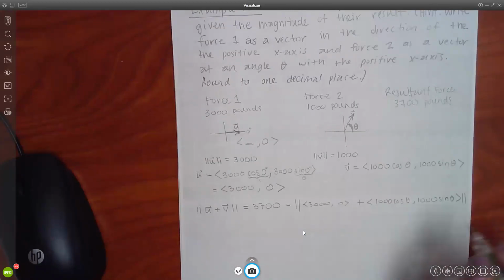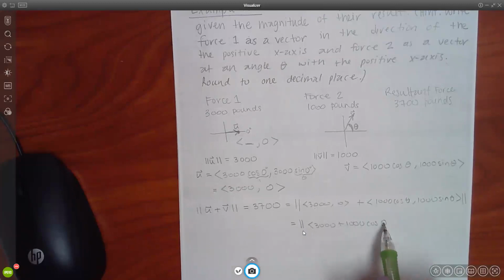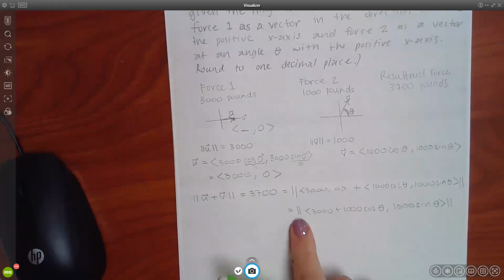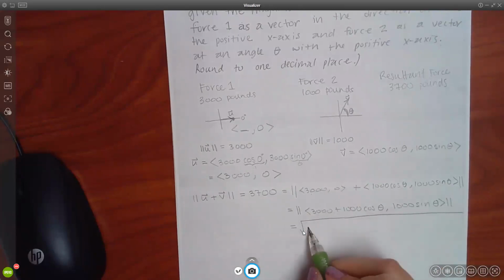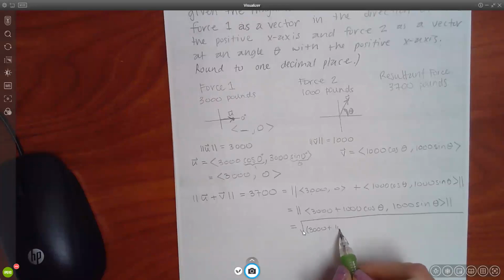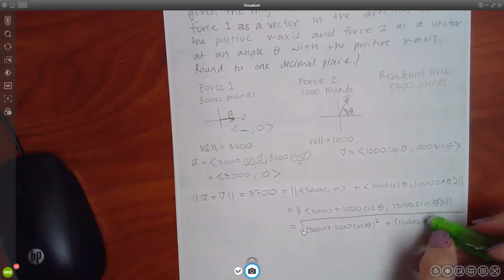And how do you add vectors? You add their components, right? So I would be taking the 3,000 plus this, getting 3,000 plus 1,000 cosine theta, and then 0 plus this one, which is just 1,000 sine of theta. And if you're trying to find magnitude, you're taking the square root of each component squared. So this guy squared, and then this guy squared.